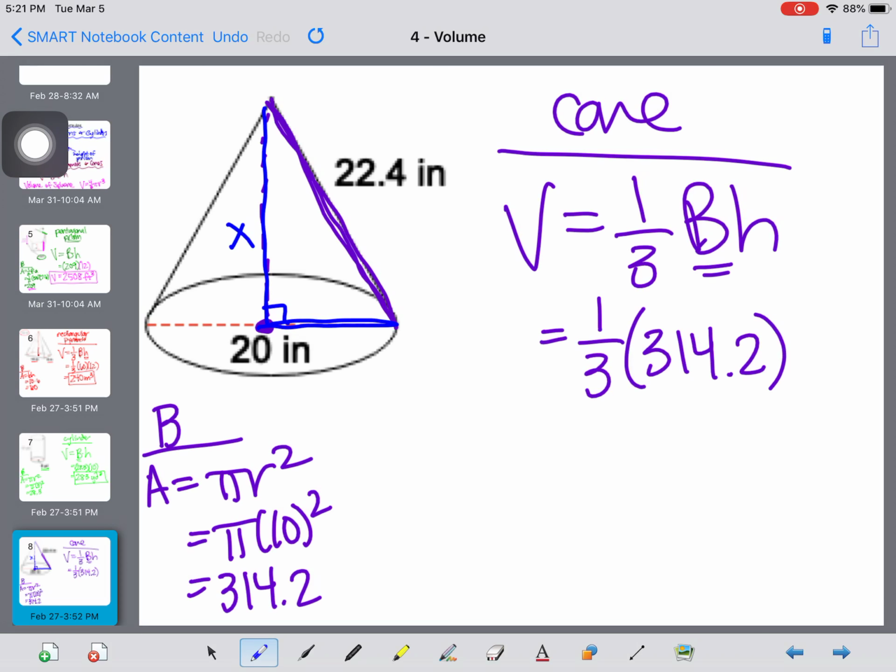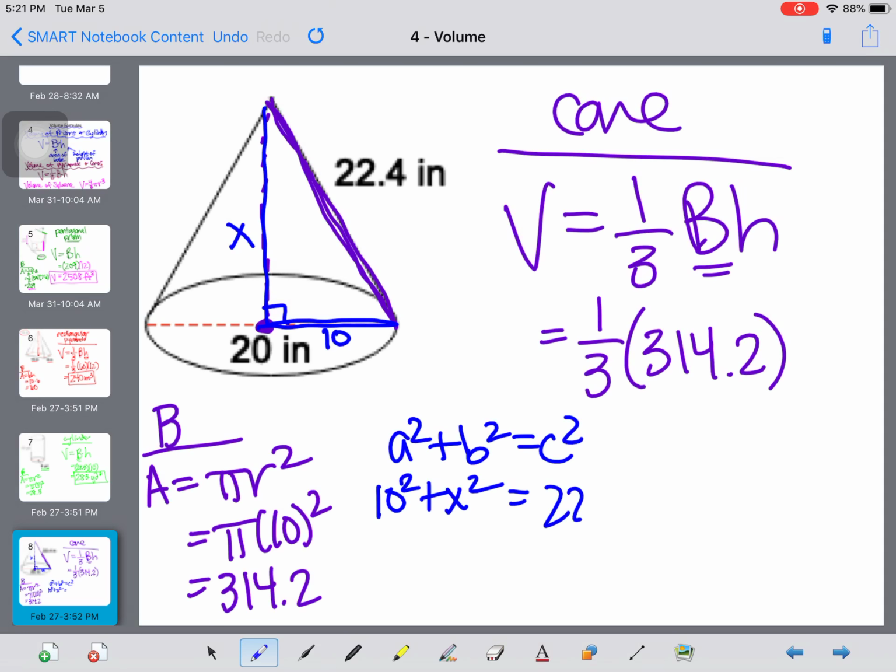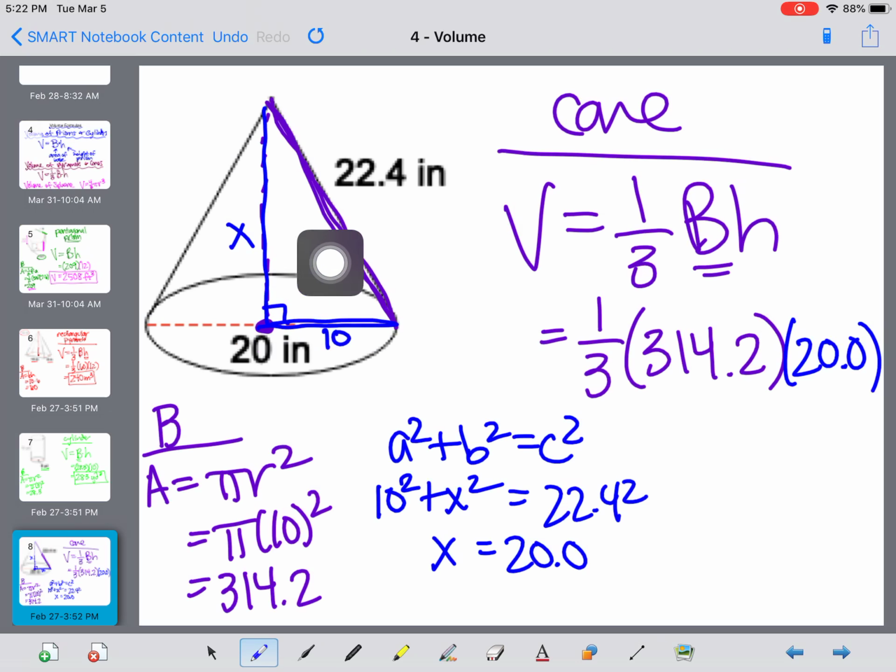To do that, we can use Pythagorean theorem. So we're going to do a squared plus b squared equals c squared. My a and b are the x and the 10 of my radius, so 10 squared plus x squared equals 22.4 squared. When we solve this, we're doing 22.4 squared minus 10 squared, and then square rooting that answer, and you should get that your height is about 20.0 when you round it. So that is the number that we will plug in for our height. So again, you cannot use this slant height that was given to us. We have to do Pythagorean theorem to find this actual vertical height.